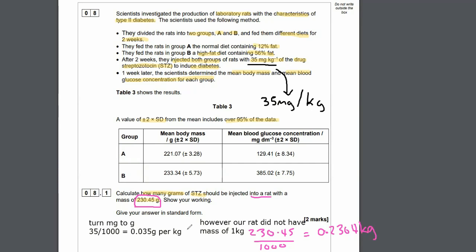And we needed 0.035 grams per kilo. So how much did we need for this rat? Guess what? Times it by 0.035. So we just want to go 0.035 times 0.2304 kilos. If I had a 1 kilo rat, I'd times it by 1, and I'd need 0.035 grams for a 1 kilo rat. So how much am I going to need for a rat that's a quarter? I'm going to need basically a quarter of that. And we can get that by going 0.2304 times 0.035. And then we get our answer.